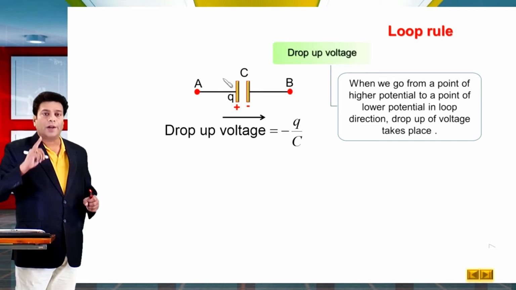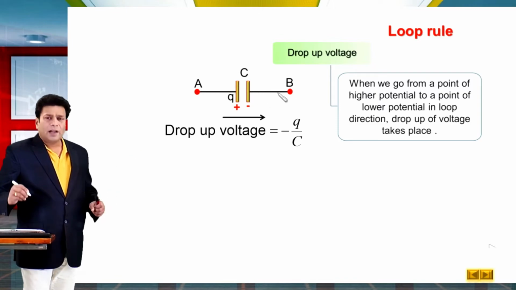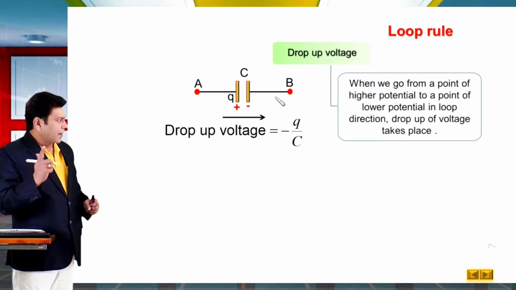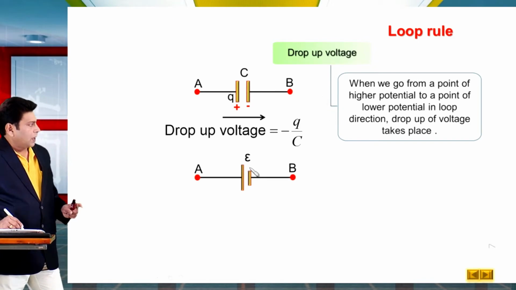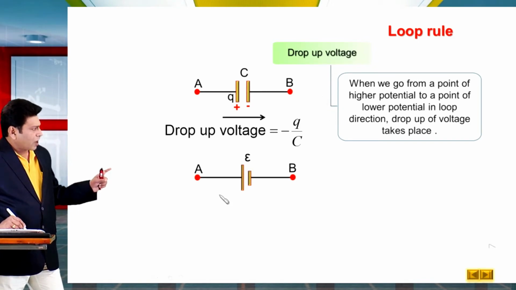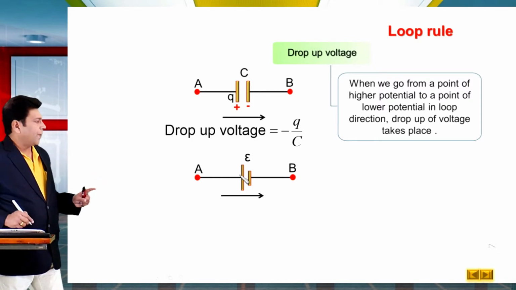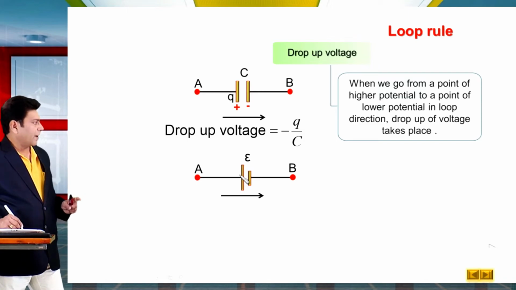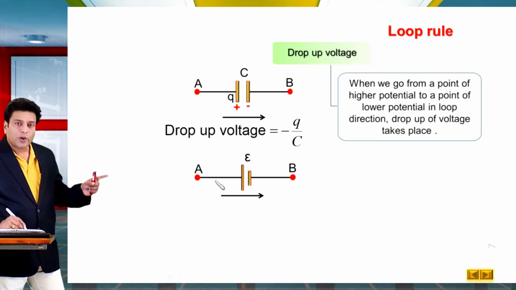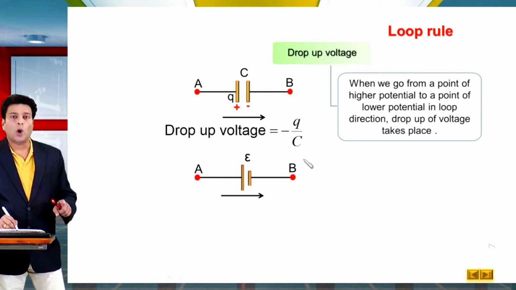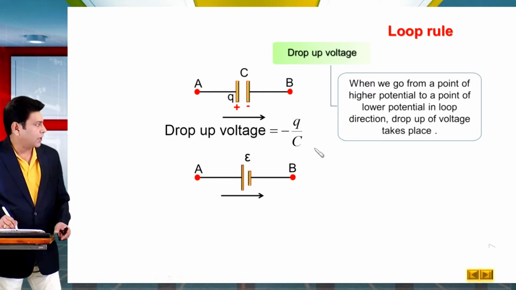Potential drop will occur. Now, let us make a part of the circuit again, a battery. This is a battery. Suppose here also we are moving from the positive plate to the negative plate. The positive plate is the higher potential plate, and the negative plate is the lower potential plate. So, while moving from the positive plate to the negative plate, or from A to B, the drop of voltage is equal to minus E.